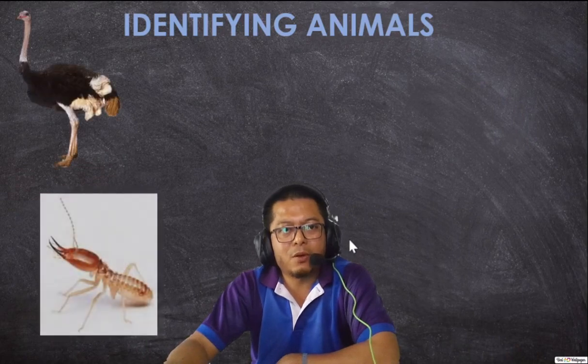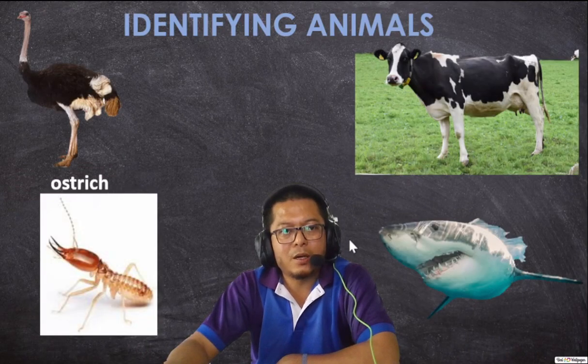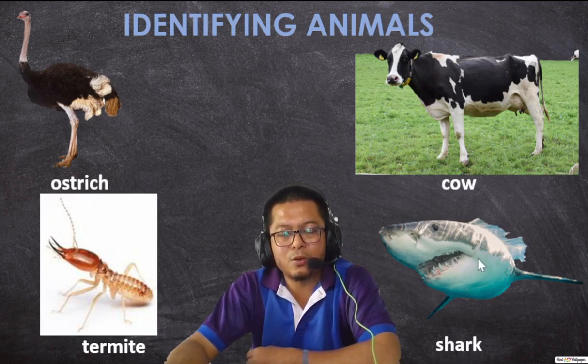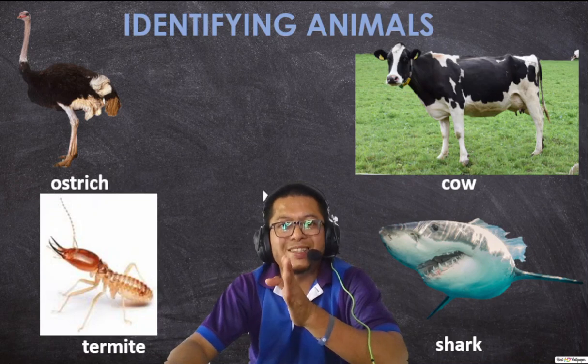So we have ostrich, and then we have termite, anai, and it likes to eat wood. It's not safe for your house. This is a cow, everyone knows, and this is a shark. So this is obviously a shark. SHARK.